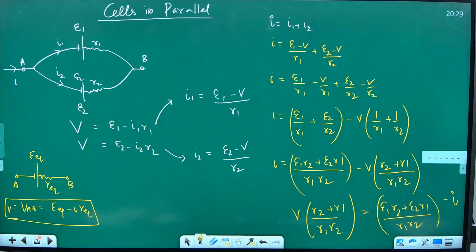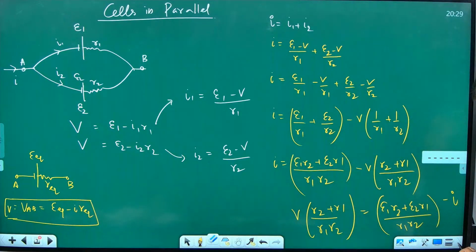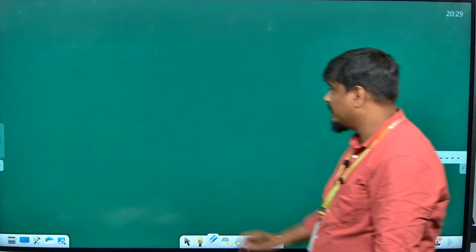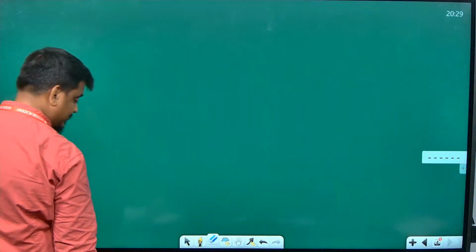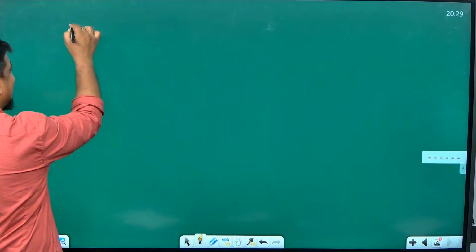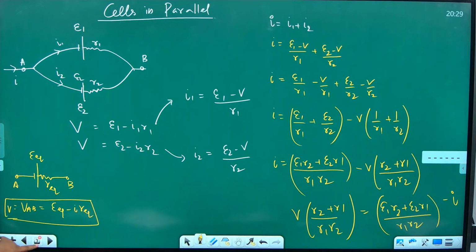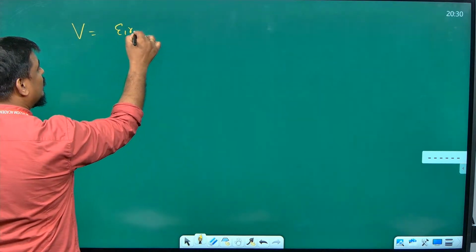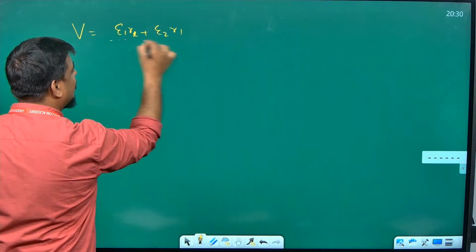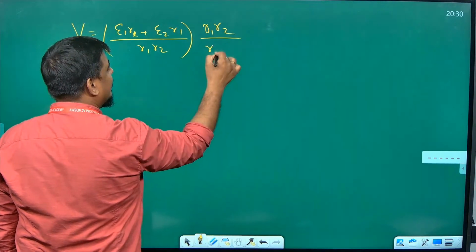Let me once again send this term to this side. So, V will become equal to, I will take the next page here, too much mess will happen here. So, V will become equal to what? See from here and tell me. V will become equal to E1 R2 plus E2 R1 by R1 R2, and this will come this side, it will become R1 R2 above divided by R1 plus R2, right?